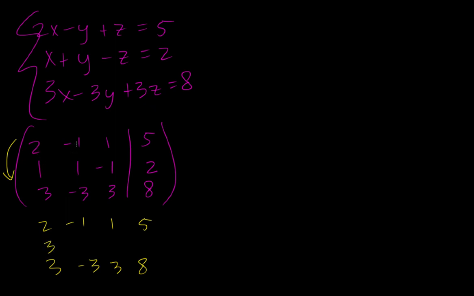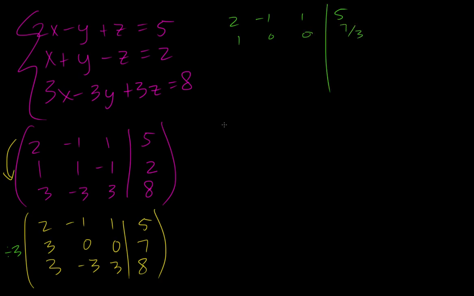This to this is 3. This to this is 0. This to this is 0. And this to this is 7. Okay, so we kind of lucked out. We got 2 zeros right there without too much effort. And so I'm just going to divide by 3 to turn that into a 1. So we get 2, negative 1, 5. Then when I divide everything by 3, I get this and 7/3. And then the bottom row stays the same.